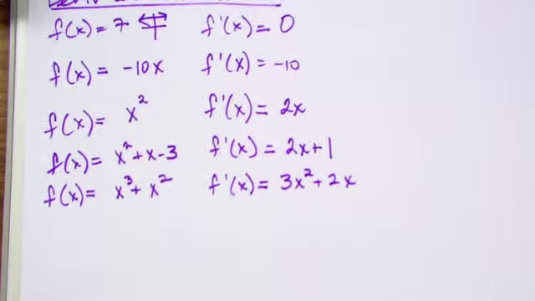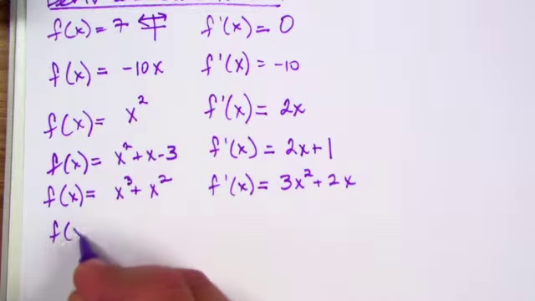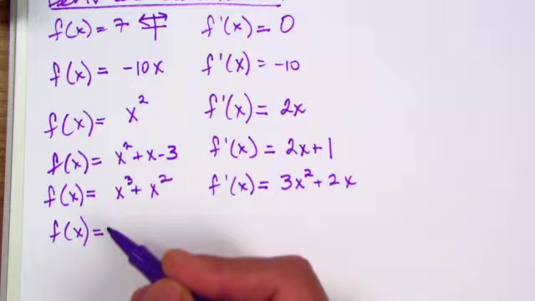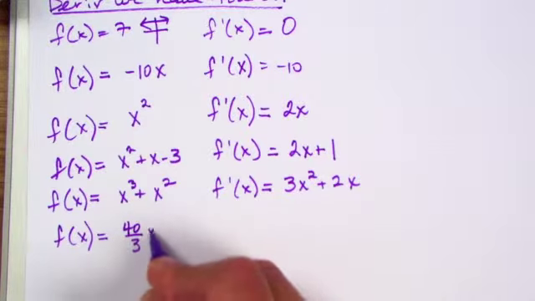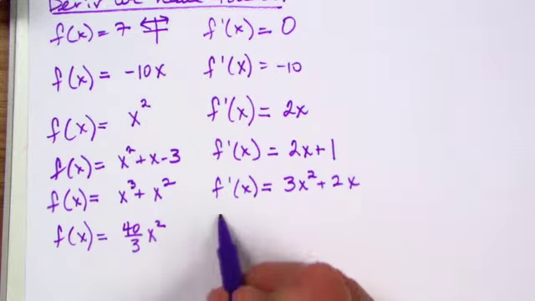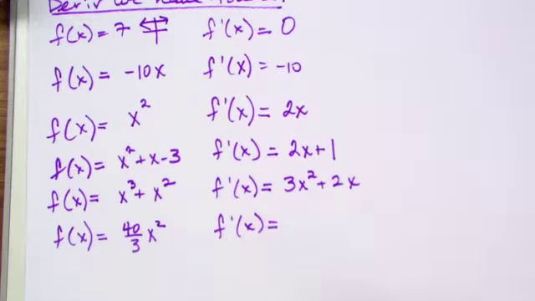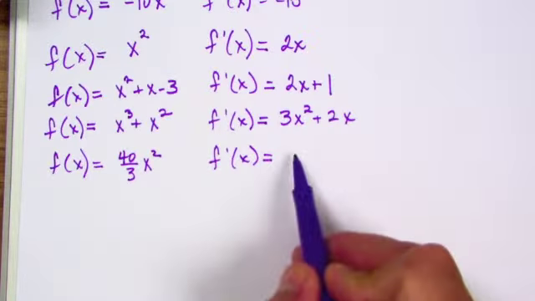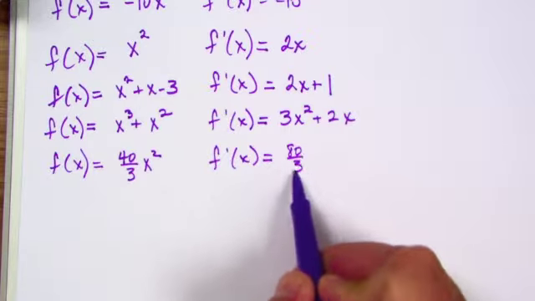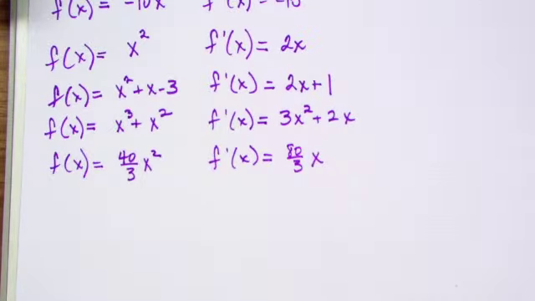Another one that we did last night. Actually, let's do the bike ride. What was that? 40 thirds x squared. So what's the derivative there? 80 thirds x. Is everybody following what we're doing, how we're getting the derivative? Yeah? Okay.